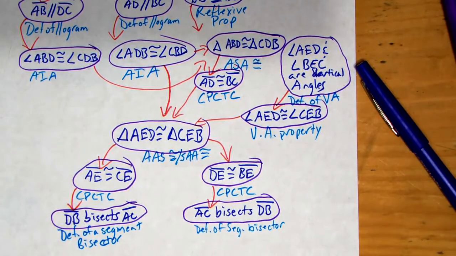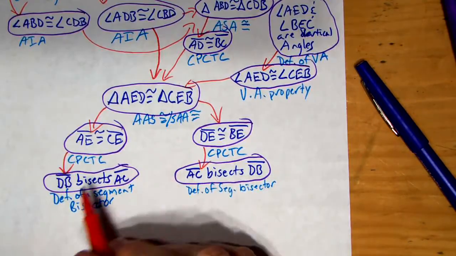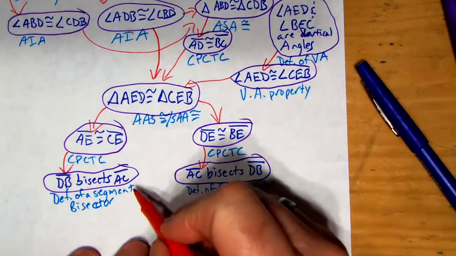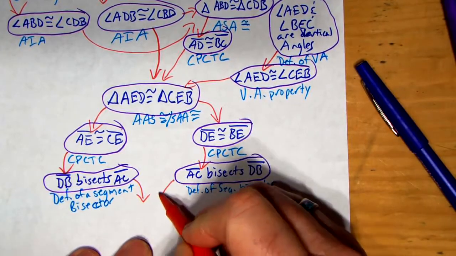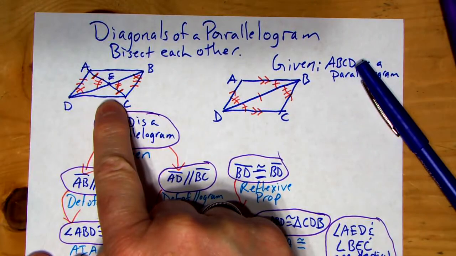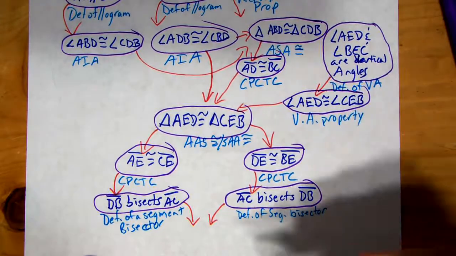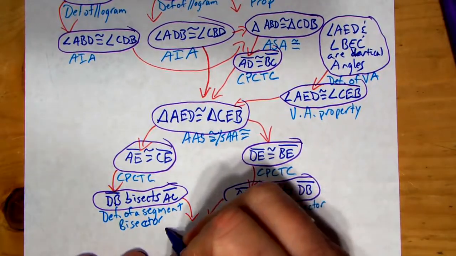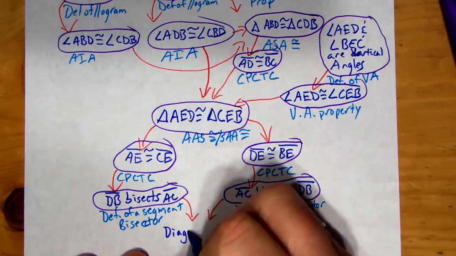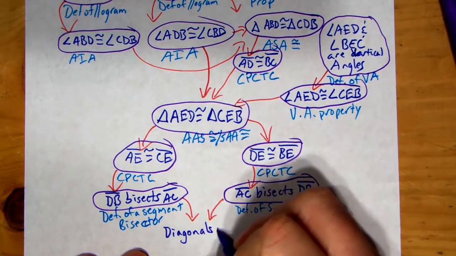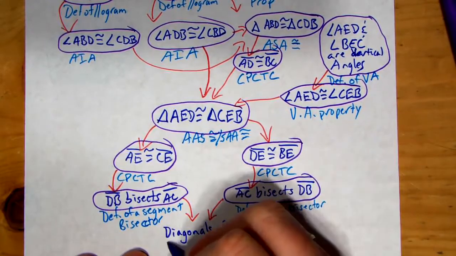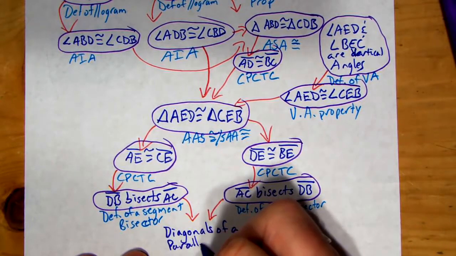Okay. And then we get to wrap up our proof. DB and AC are the diagonals of parallelogram ABCD. So now that I've shown separately that they bisect, I can actually bring them together and make my final statement, and that is that in fact the diagonals of a parallelogram bisect each other.